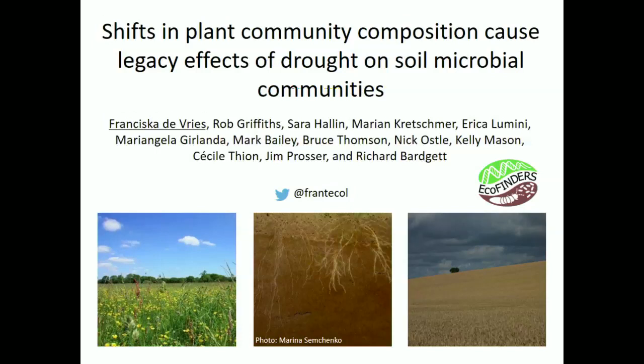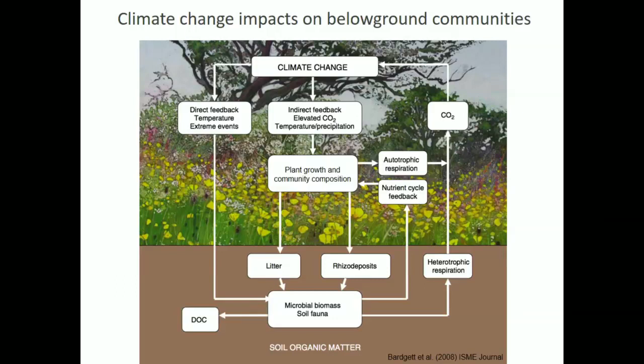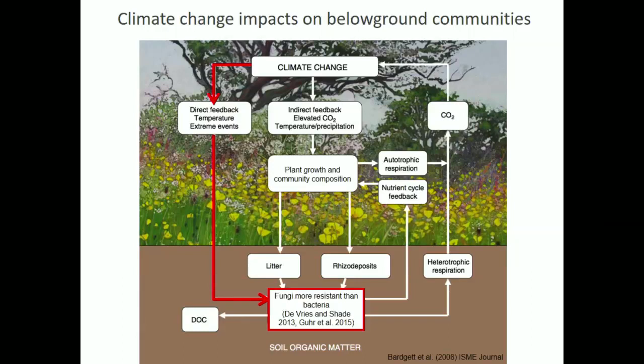Okay, so I'm also going to talk about drought. Climate change can impact soil communities, so microbial communities, via a variety of mechanisms. Climate change, and in particular drought, but also changes in temperature, can impact directly on soil communities and thereby affect their functioning. And we know from previous work that fungi are generally more resistant to extreme events such as drought than bacteria, because they can redistribute moisture through the hyphae.